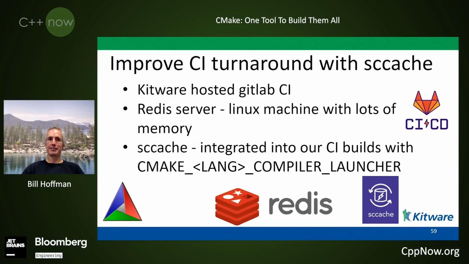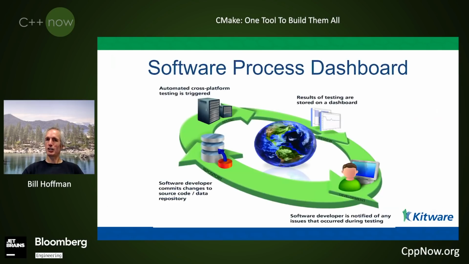CMake has been able to use inside Kitware to improve turnaround with SC cache. At Kitware, we host an internal GitLab. We run a Redis server, which is actually a Linux machine with lots of memory. We run SC cache, and we integrate that with CMake with our CMake language compiler launcher. And we're able to build a really excellent system to speed up our continuous integration.